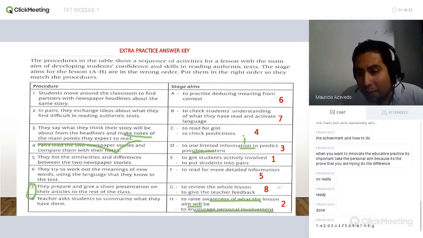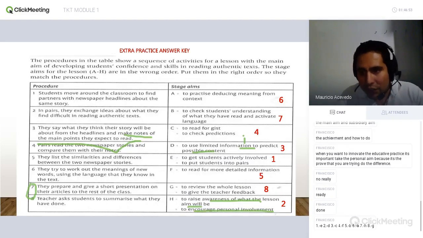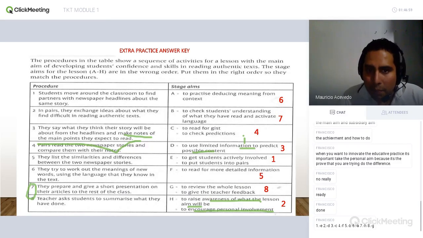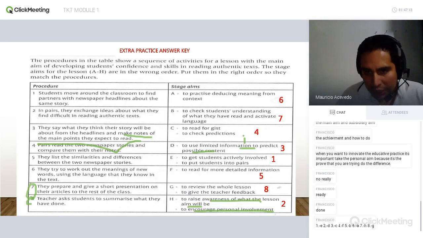Okay, Francisco, you made a mistake one more time. In this case, number five is letter F, to read for more detailed information. Francisco, why? Because it says the similarities and differences between the newspaper stories. So you will look for more information. That's why you're going to make a list. Number six is letter A. Correct, Francisco. Excellent. Number seven, as I was telling you, is not H. Number seven is letter B. Okay, so you want to activate the language, you want to check their understanding if they are able to do the exercise. Number eight is letter G, in which you will provide feedback and you will finish the unit.